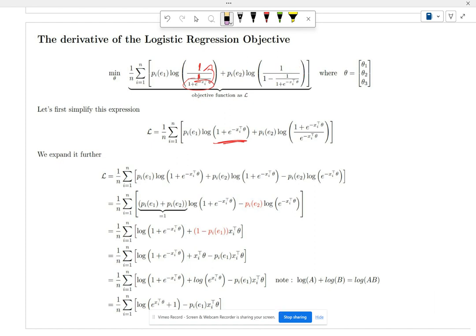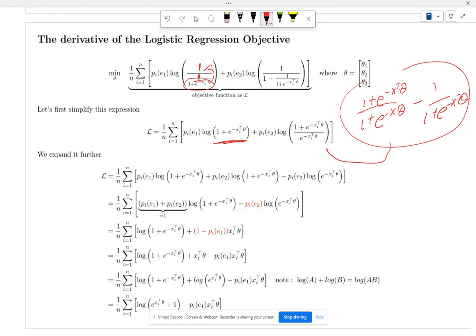Okay, I see. So what I did is essentially this right here could be written as 1 plus e to the minus x transpose theta, 1 plus e to the minus x transpose theta. So this is equal to 1. That's where the 1 came in. And if I subtract 1, 1 plus e to the minus x transpose theta. All right, that's how I essentially get this expression.